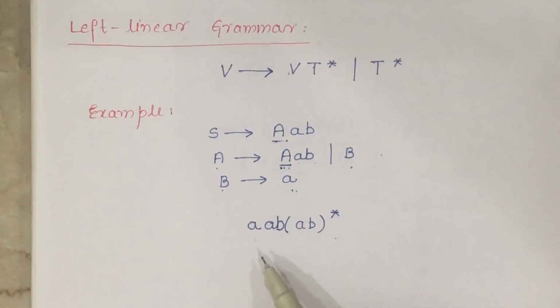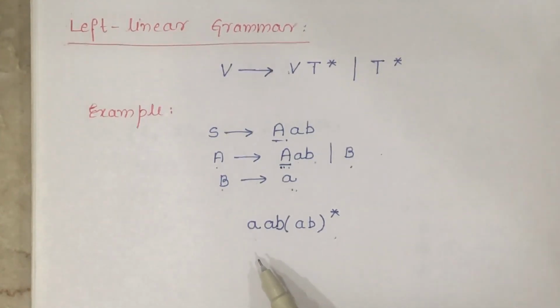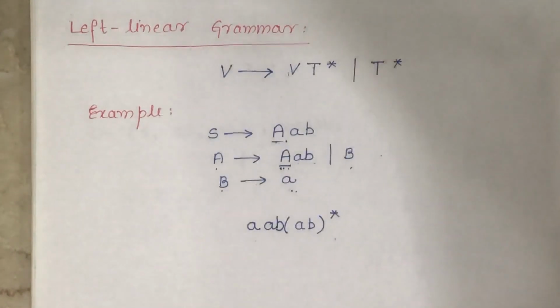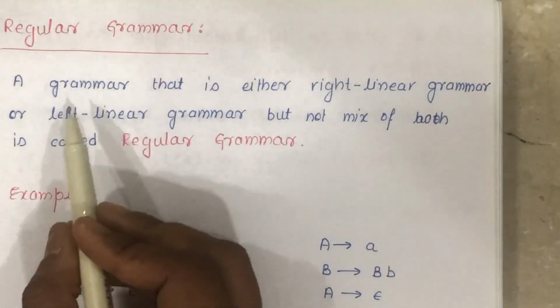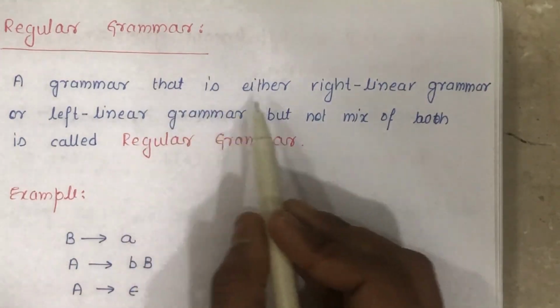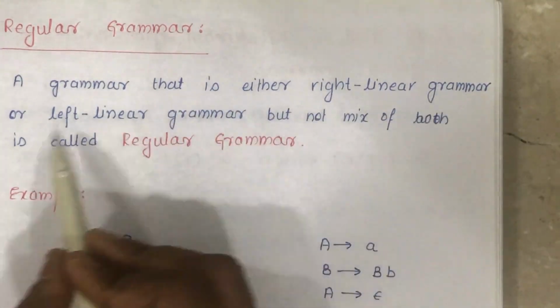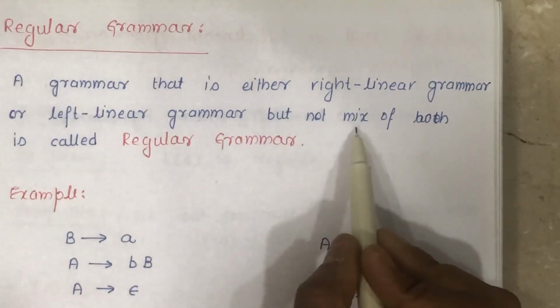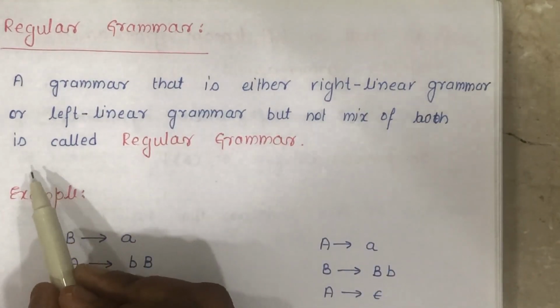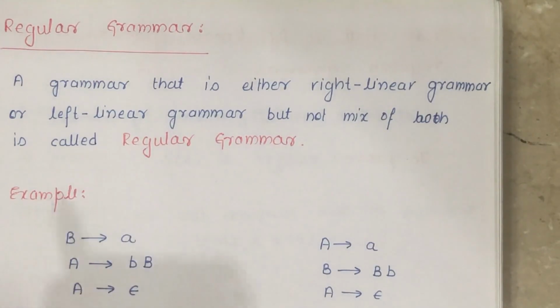So till here we have discussed formal grammar, then linear grammar, then right linear grammar and left linear grammar. Now next we will discuss the regular grammar. Regular grammar is a grammar that is either right linear grammar or left linear grammar, but not a mix of both. So regular grammar can be right linear or left linear grammar. We have already discussed right linear grammar and left linear grammar. So we will see the examples.